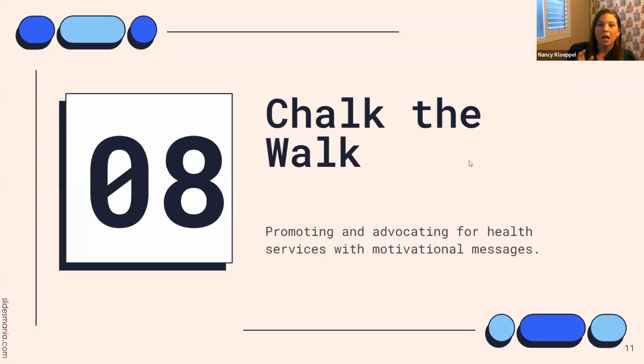All right, moving right along. Number 8. So again, we're talking about 10 ways to assess different health skills. So we already talked about magnets. We talked about number 9, which was the role play, having the kids go through the role play. Number 8, chalk the walk.